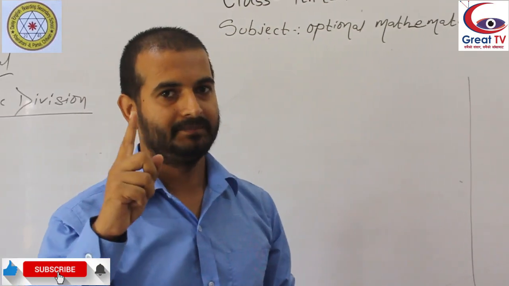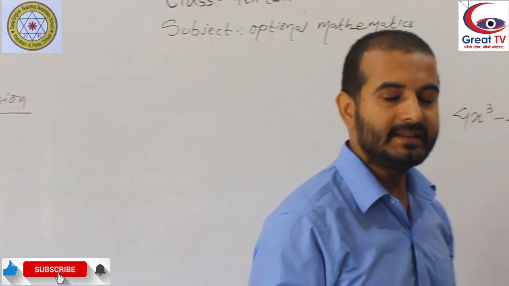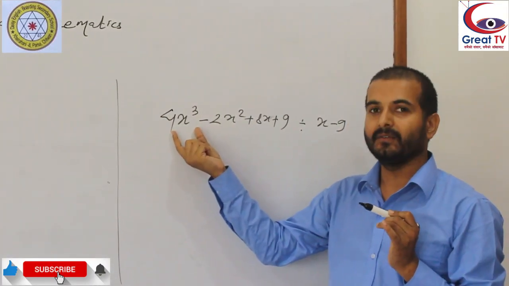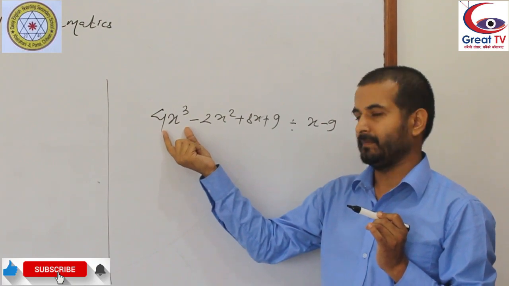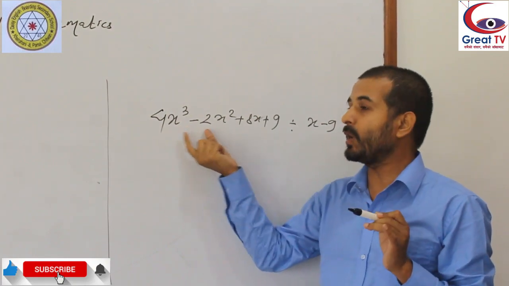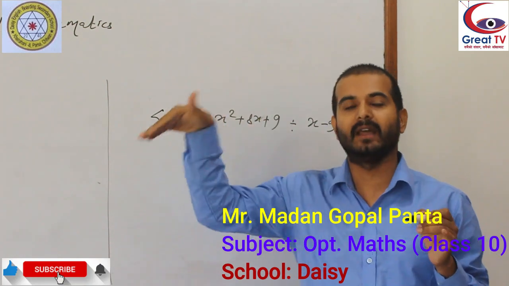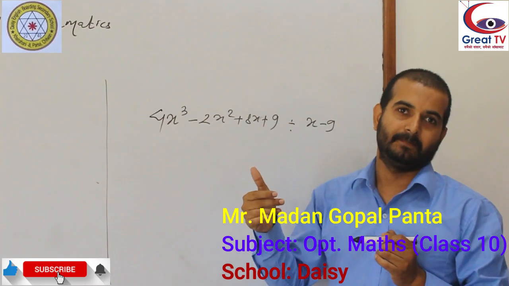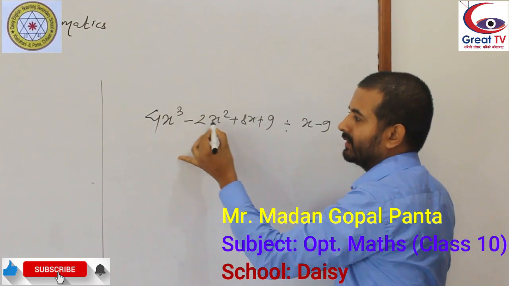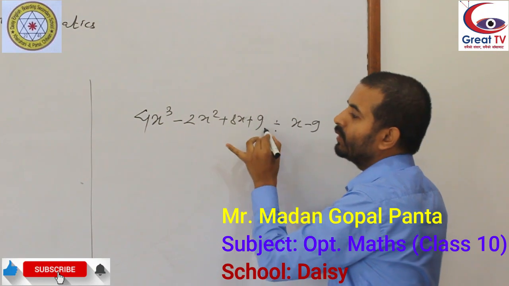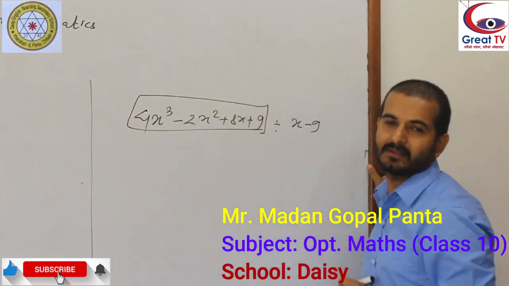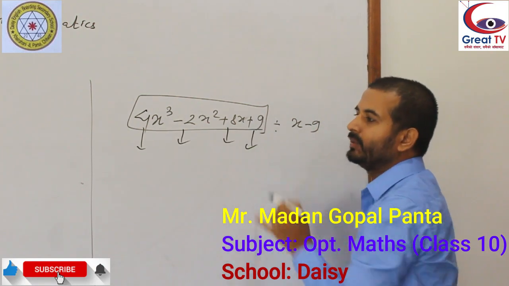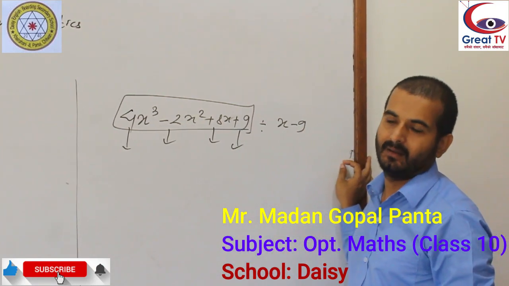The number one thing is: is there a sequence of variables or not? Sequence means one after another, either ascending or descending. Let's check: x cubed, x squared, x1, x0. Okay, this is in proper sequence. So while taking out the coefficients for synthetic division, we will not have any problem.